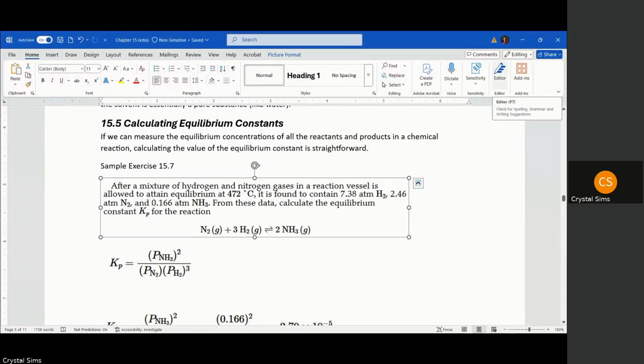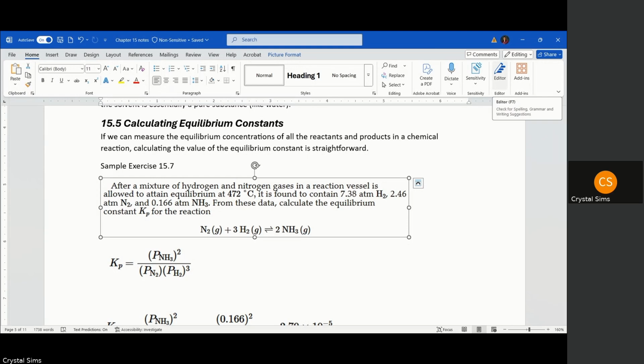Now we are actually ready to calculate our equilibrium constants. We can do this by measuring the equilibrium concentrations of all of the reactants and products in a chemical reaction. We already know how to set up our equilibrium constant expression. Then it's just a matter of plugging everything in. So sample exercise 15.7 wants us to calculate K when we already know our equilibrium concentrations. So we have our reaction here for the Haber process. We've used this one before. We're going to use it again.